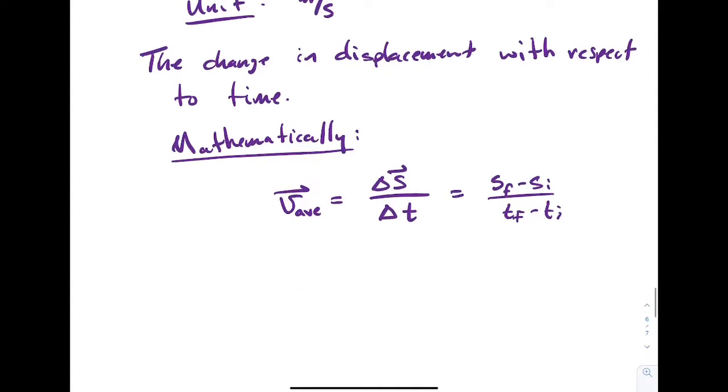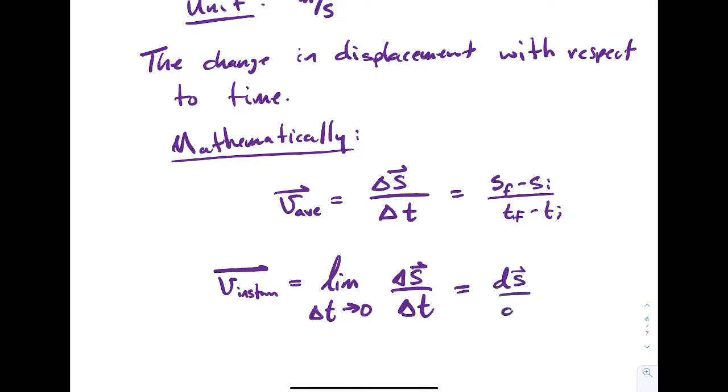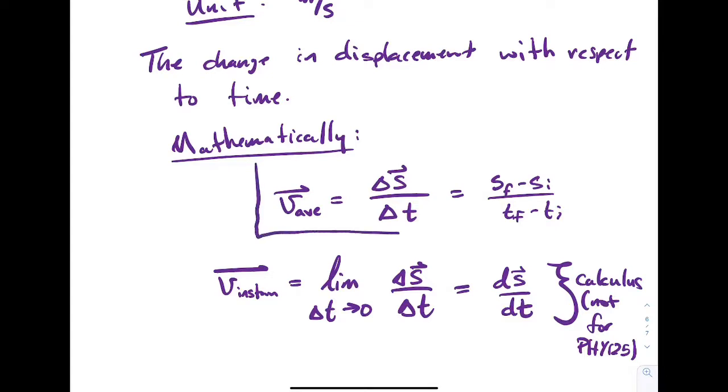In case you're curious, there is a V instantaneous equation, and V instantaneous is given by really a derivative. It's the limit as delta t goes to 0 of the change in displacement with respect to time. And so that would give us our instantaneous velocity. This is really just ds dt, and that's calculus, and so we don't use it. But in case you were curious, what we use is V average, which is change in displacement over change in time.